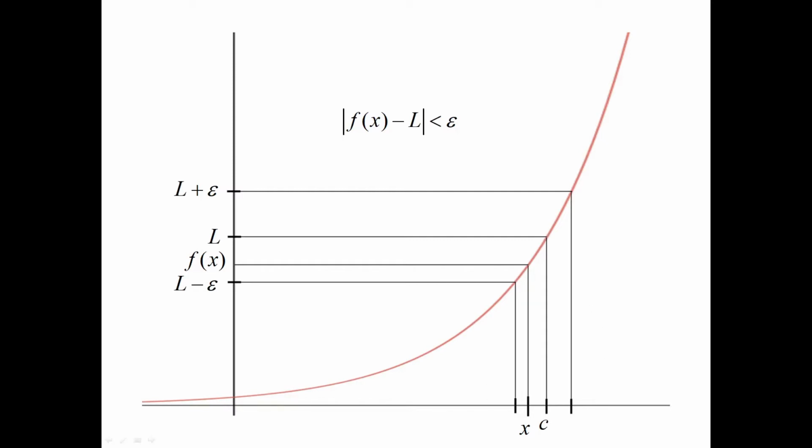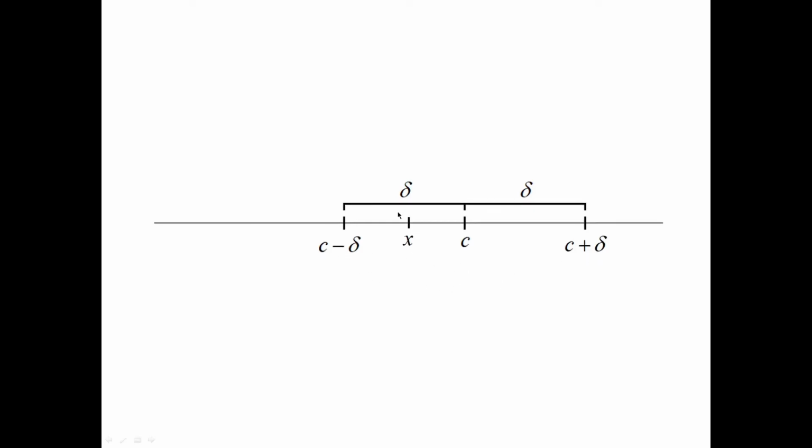So let's check out the x-axis then. I'm just going to look at a number line, and we have our point of interest C, and we're going to choose some delta distance away so that our lower point will be C minus delta, and this is going to be a centered interval. So to the right, we also will go delta. So we're going from C minus delta to C plus delta. And we'll have our x that is in this interval.